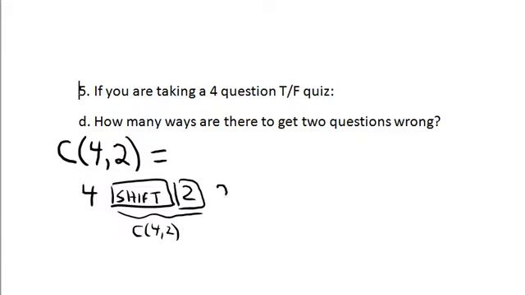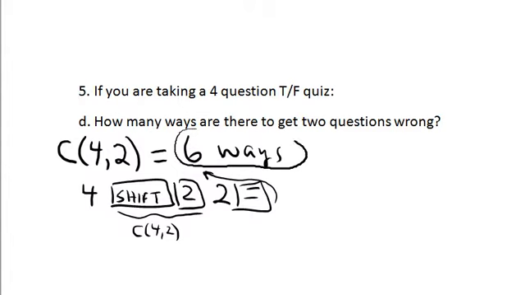And then you put in 2 and equal. And when you do that, you'll get an answer of 6. So there are 6 ways to get 2 questions wrong on a 4-question true-false test.